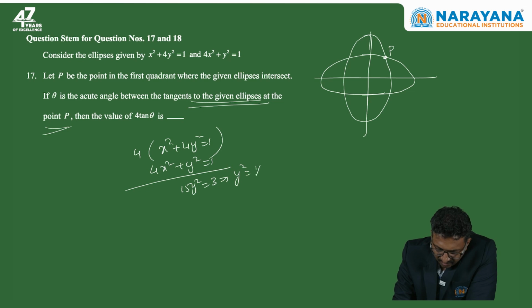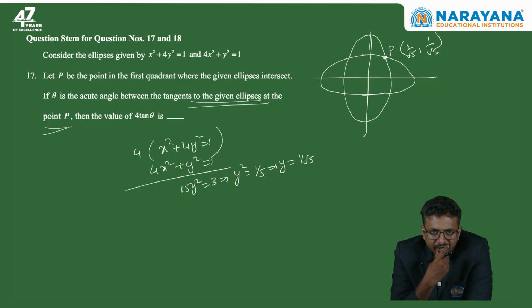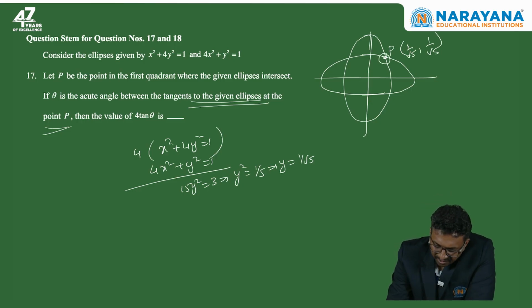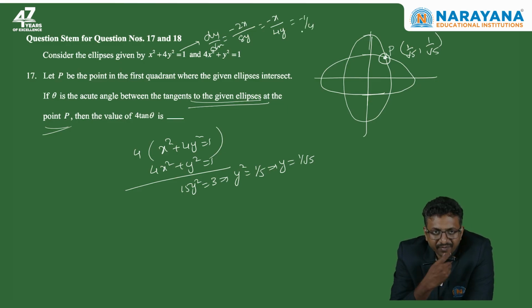So y square is equal to 1 by 5. You get y is equal to 1 by root 5. So 1 by root 5, and if you calculate x, x will also turn out to be 1 by root 5. So at this point you have to find the differentiations of both of them. So for this, dy by dx is equal to minus dou phi by dou x by dou phi by dou y, which is equal to minus x by 4y. Because x is equal to y, you are getting minus 1 by 4 as the slope of the tangent.